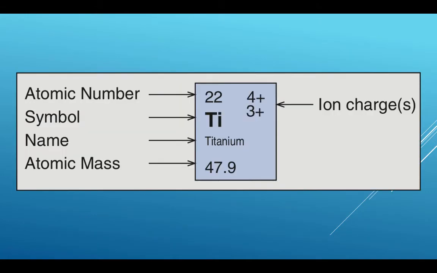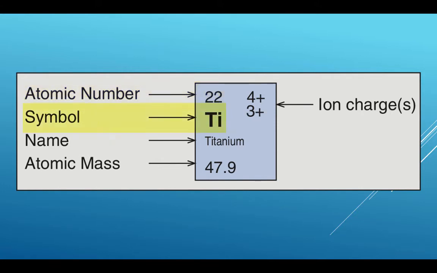If we use the cell for titanium as an example, we can describe what we see. The top number is the atomic number. This is the number of protons that we find in each atom of this element. This number is unique to each element. Titanium's atomic number is 22. It has 22 protons. Remember, protons are found in a nucleus.